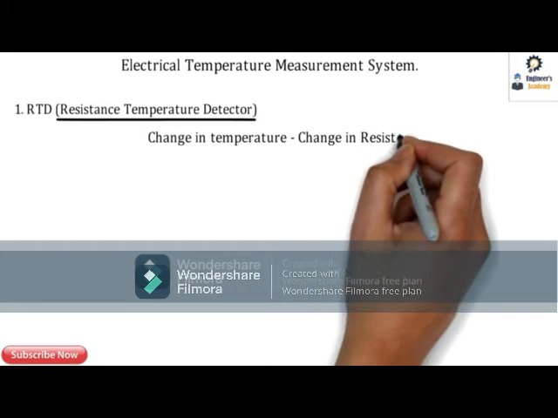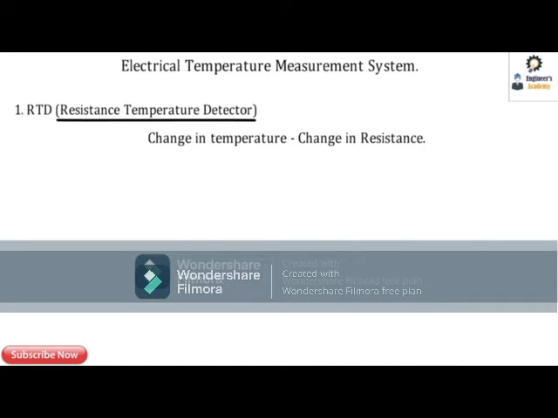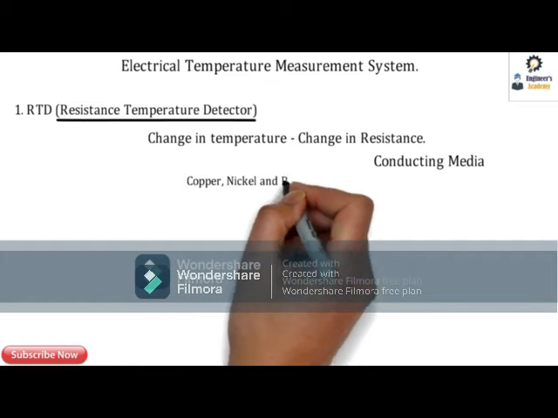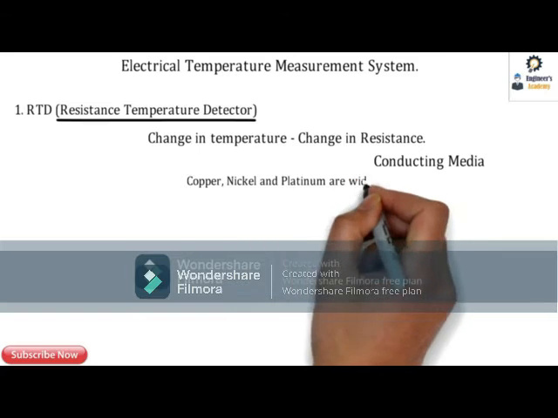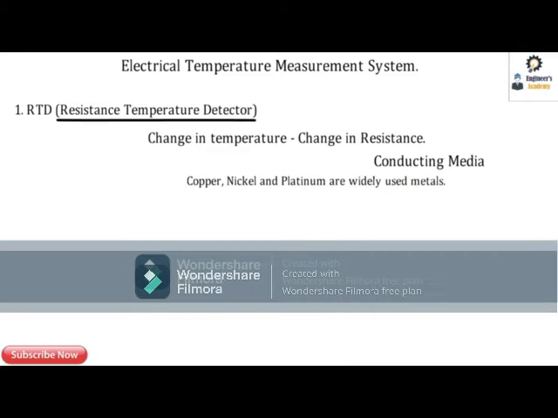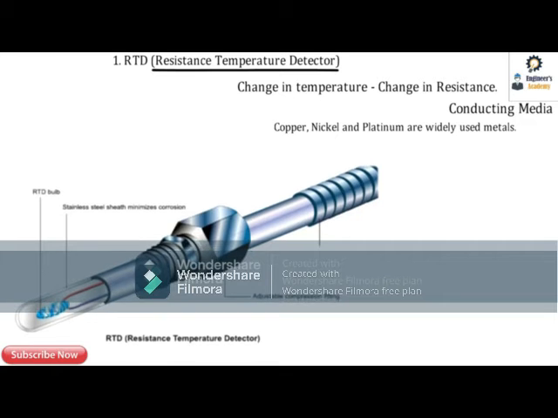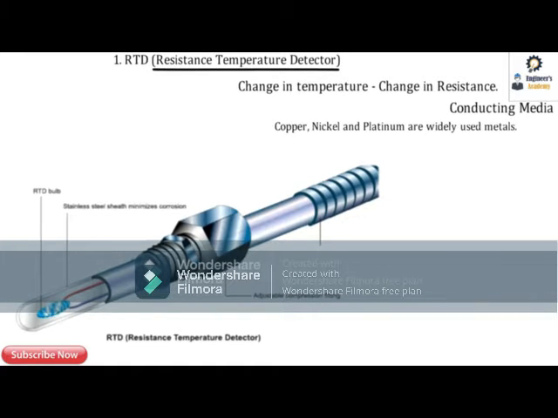Whenever there is a change in temperature, there will be a change in resistance of that particular system. So guys, resistance will always be there inside that conducting media. The first one, conducting media are used here. It can be copper, nickel and platinum, which are very widely used metals. So guys, this is the simplest form of an RTD.